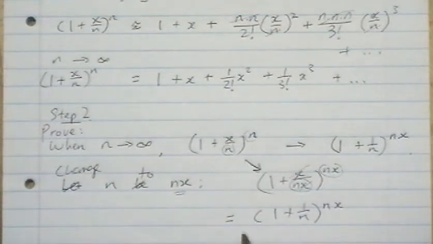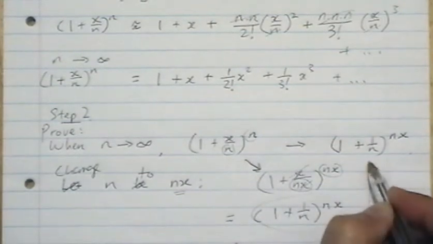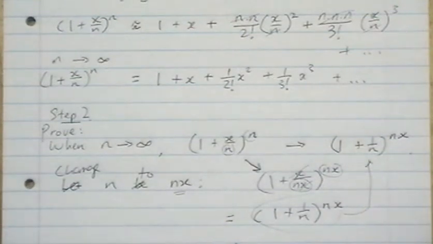Okay. Now, I'm going to... right, okay, no, I don't have to do any more. And this then is the same as this. So I've proven what I set out to do in this step 2. Okay, so that's done now. I've shown that when n goes to infinity, this turns into this.